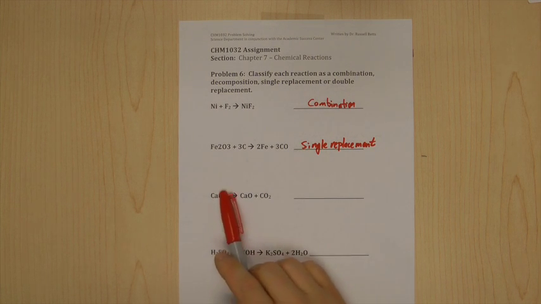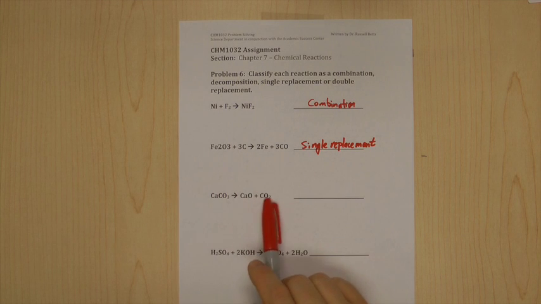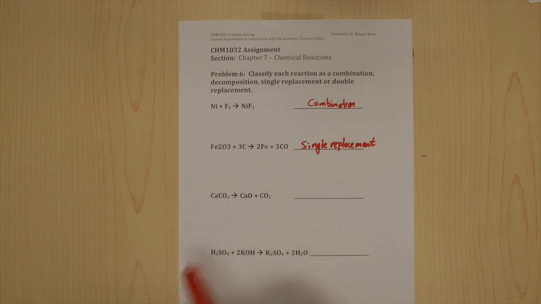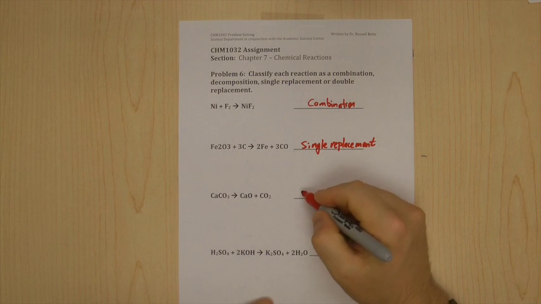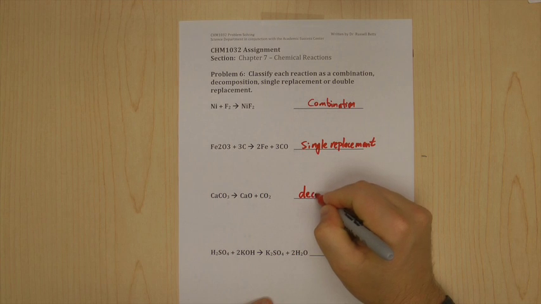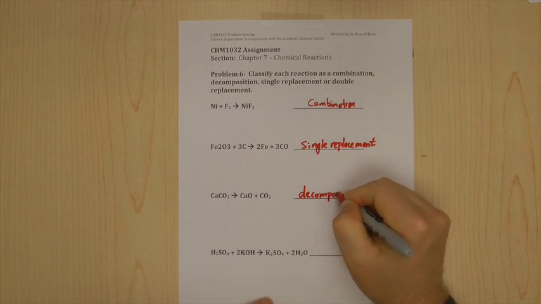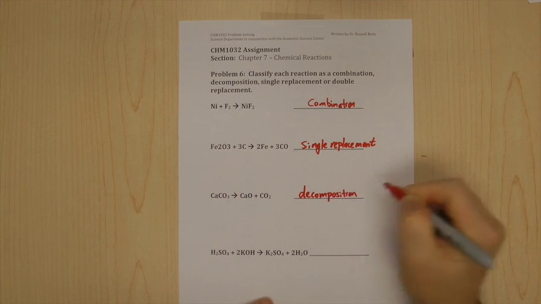Here we have a molecule on the left and two molecules on the right. So one thing became two. It could have been two things over here becoming three as well, so be mindful of that. So one thing becomes two. This is a decomposition because this is falling apart to give me two other things. Decomposition.